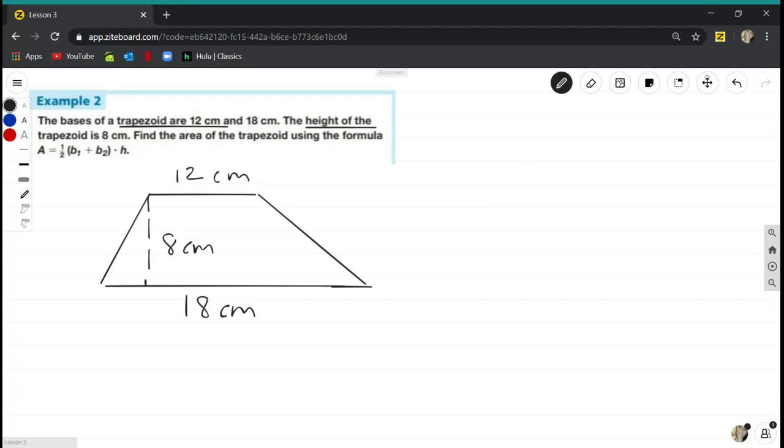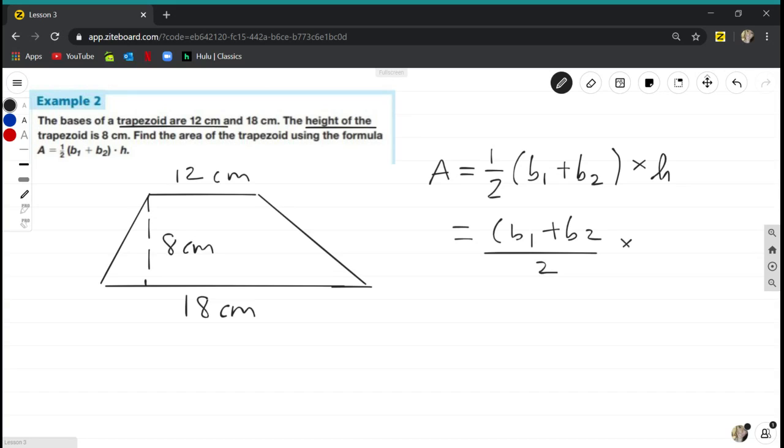So then we have to find the area using that formula. Our formula of a trapezoid is area equals 1/2 times base 1 plus base 2 times height. This is the same thing as saying base 1 plus base 2 over 2 times height. These two are the same. It's just your preference on how you want it to look.